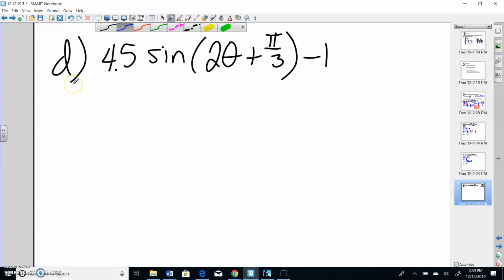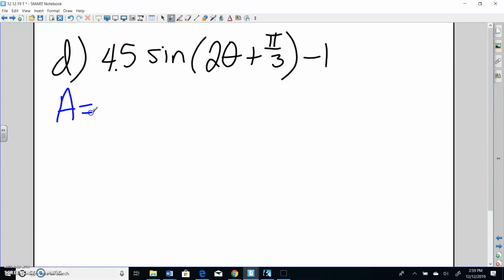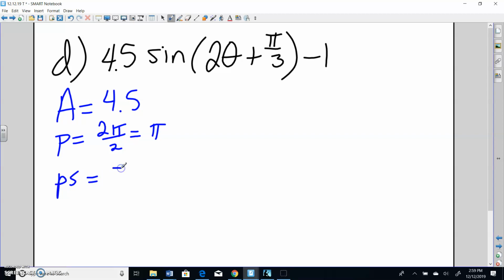All right, amplitude. Amplitude, Jalissa, what is it? Good. No flipping? No. Period. Alyssa, what do I do to find the period? 2 pi over 2. What's that reduced to? Pi. Very good. Phase shift. Cassidy, what do I do to figure out the phase shift? Negative pi over 3 over 2. What's that going to reduce to? Negative pi over 6. Good. And vertical shift. Candace, what's our vertical shift? Negative 1, which means down 1.